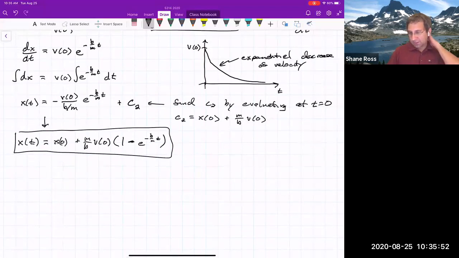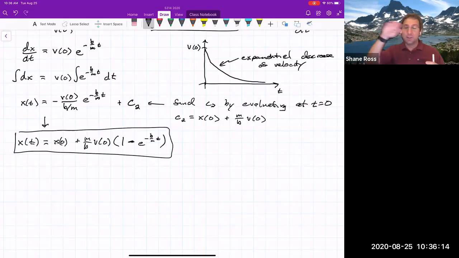Now, what do we expect? Let's say something gets shot out with some initial velocity, and the velocity is decaying exponentially with time. As the velocity is decaying exponentially with time, the particle is going less and less far with time. So it'll probably asymptote to some final distance that it'll take forever to get to. And yeah, that's what happens.